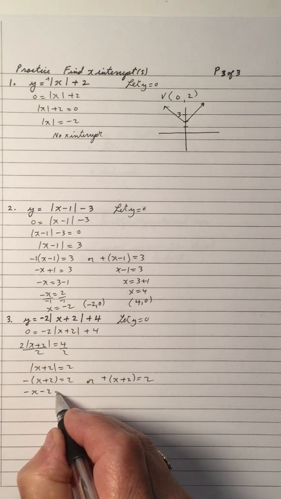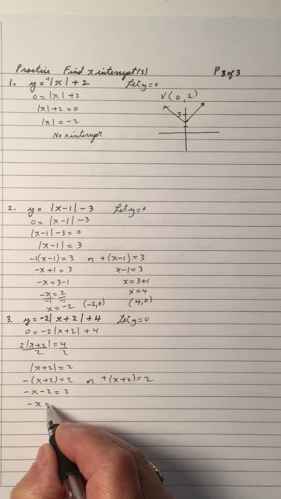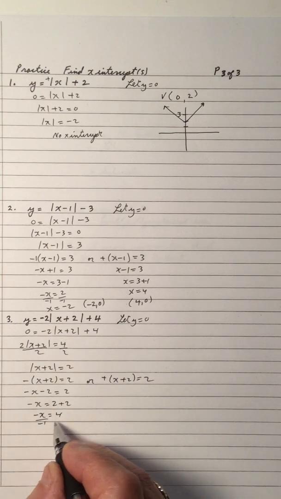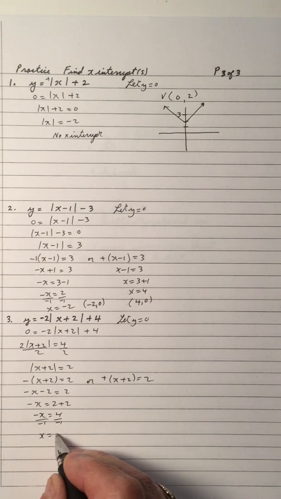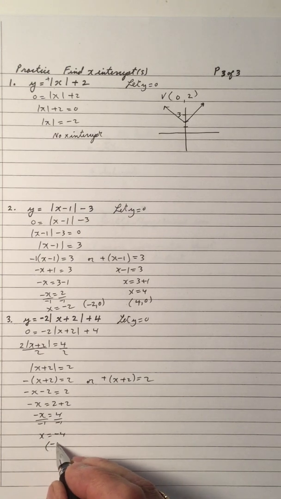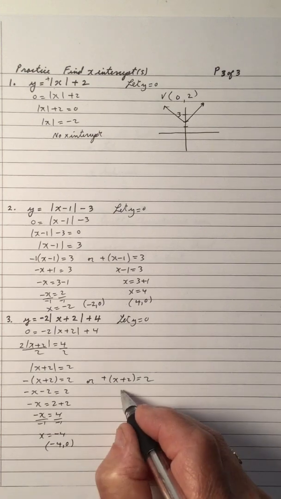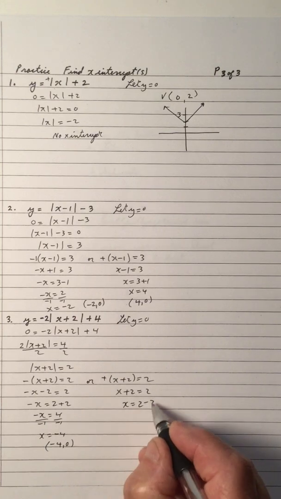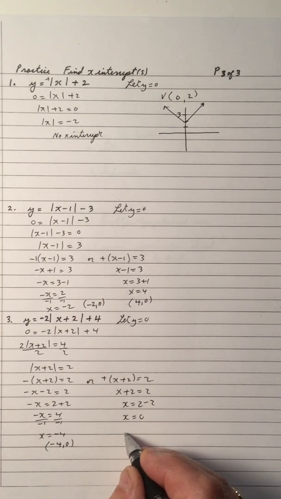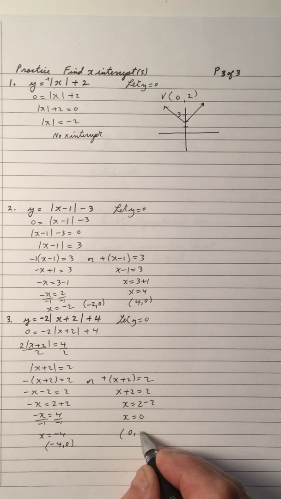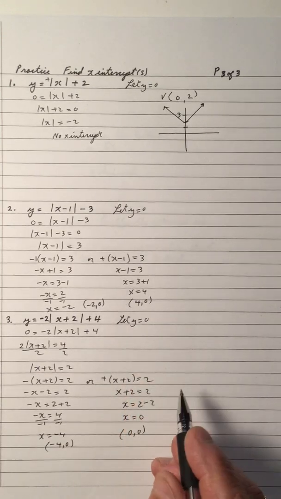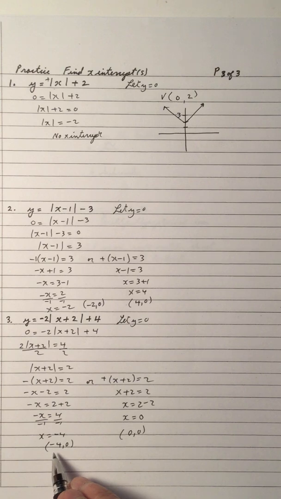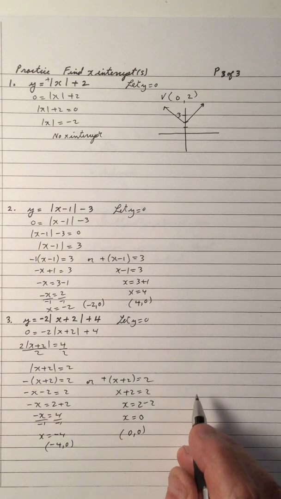Negative x minus 2 equals 2. Negative x equals 2 plus 2. Negative x equals 4. Divide by -1. x equals -4, which is the point (-4, 0). x plus 2 equals 2. x equals 2 minus 2. Move the 2 over, becomes minus. x equals 0. So this x is 0, and again, y is 0. So the x-intercepts are -4 and 0, which is the ordered pairs (-4, 0) and (0, 0).